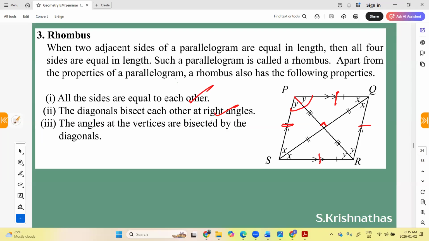Angles at the vertices are bisected by the diagonal. That means, students, x, x. Opposite angles are equal, x, x, y, y. Okay, these are the properties of the special parallelogram. Special parallelograms are rectangle, square, rhombus. Right. We can move to the next.